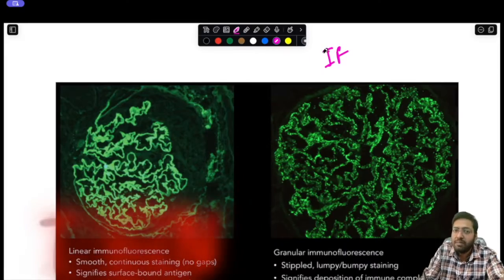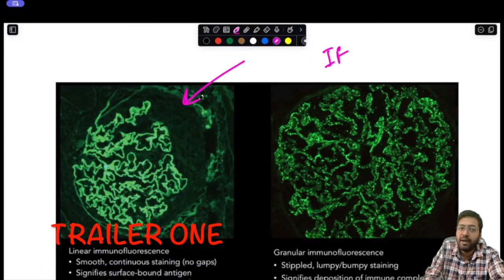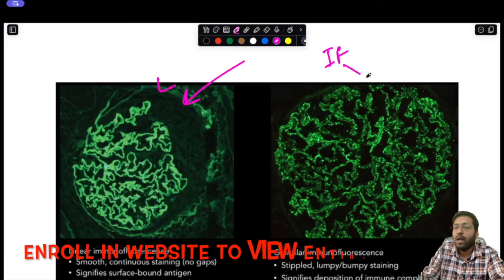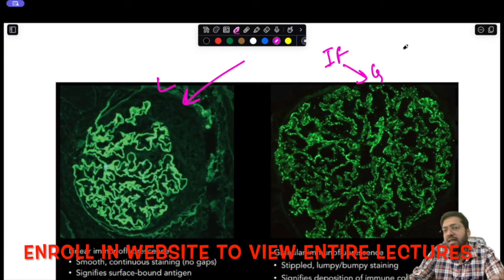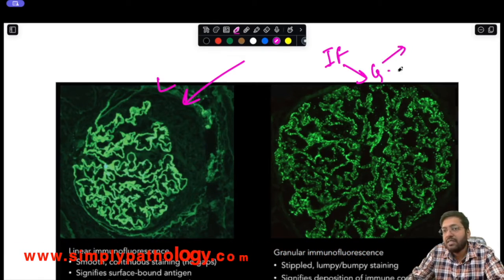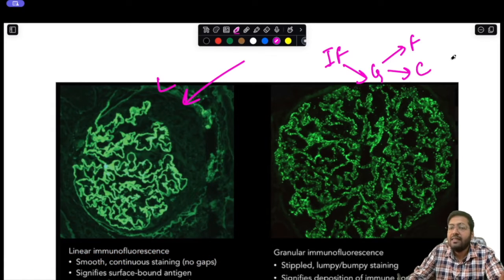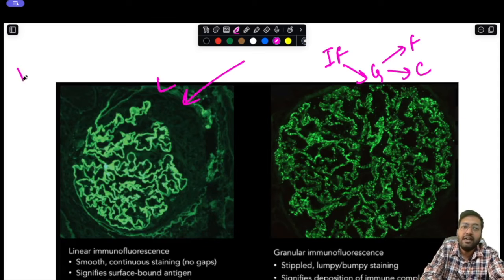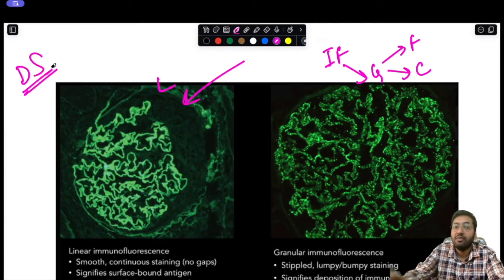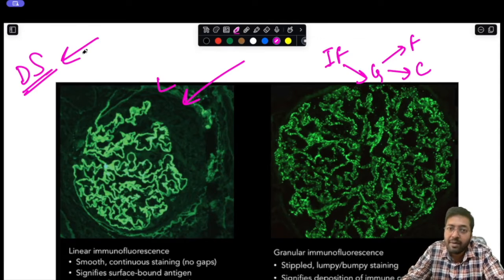But over here, for simplicity, I am discussing only two major patterns. One is the linear pattern, one is the granular pattern. Remember, the granular pattern again can be subdivided as fine granular or coarse granular. And then there is another pattern where there is a diffuse smudgy pattern as well. So there are three important patterns in immunofluorescence. One is the linear pattern, one is the granular pattern, one is the diffuse smudgy pattern.